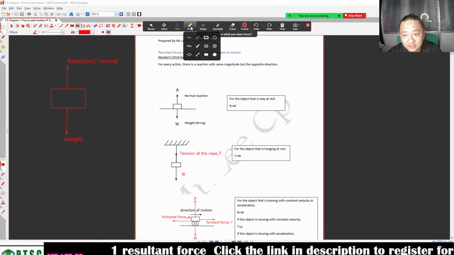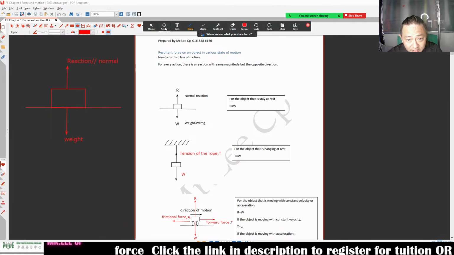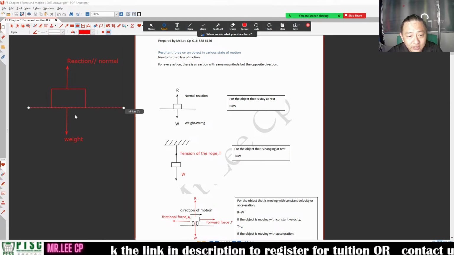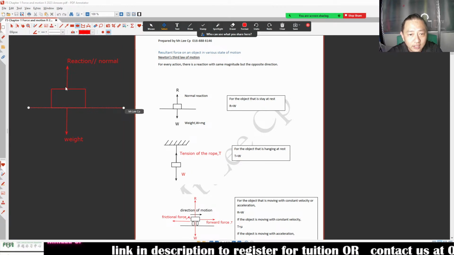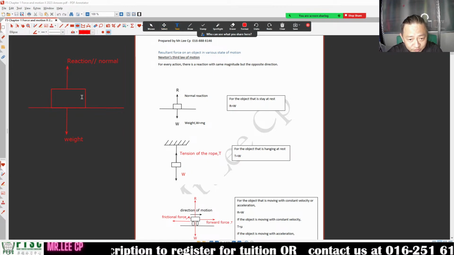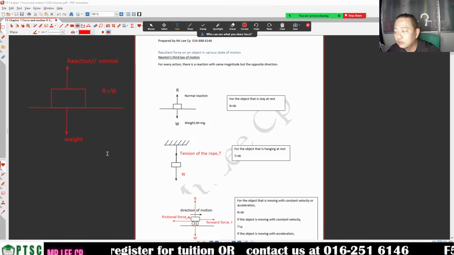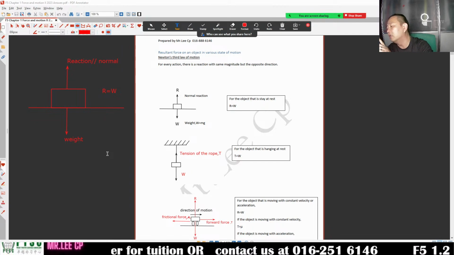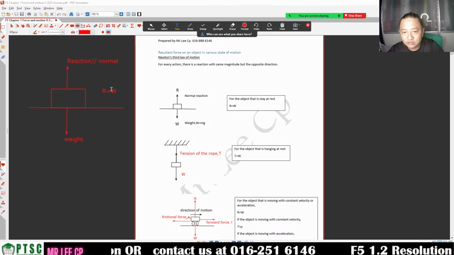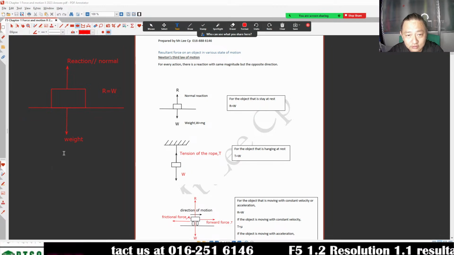Because it is 90 degrees to the surface for the object that is placed on top of the table, right? You put it onto the table, then you have a weight, action, and reaction, right? And if this object is not moving, we can say R is equal to W. The reaction is equal to the weight, where I showed you the video of how we get it.